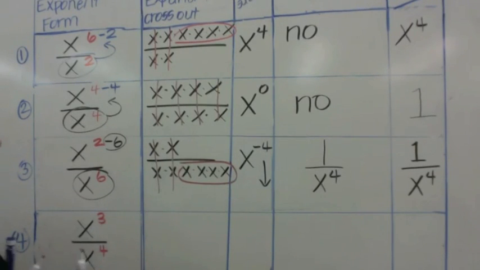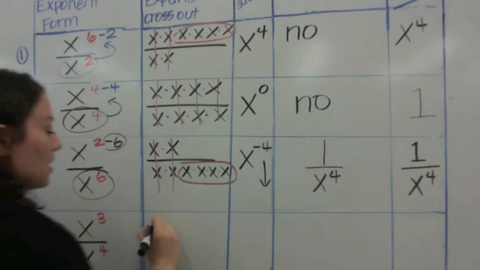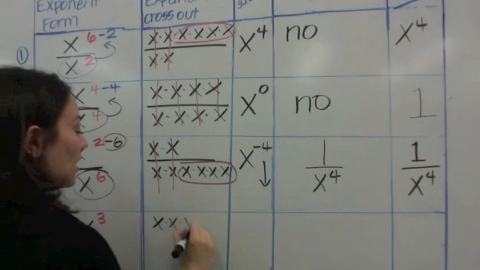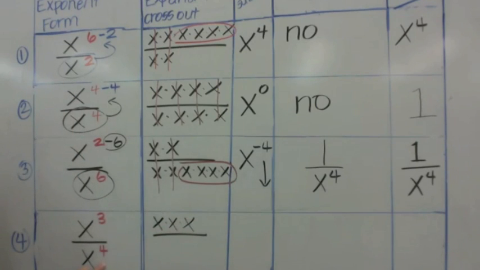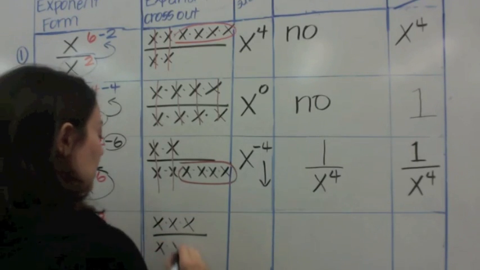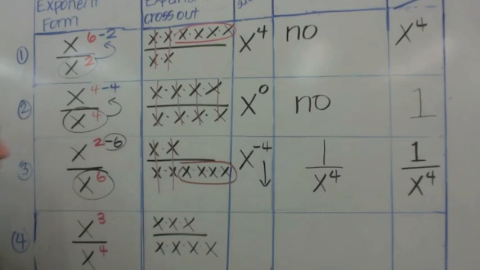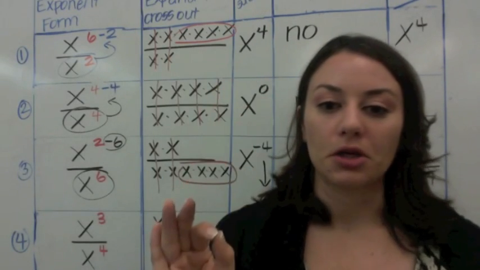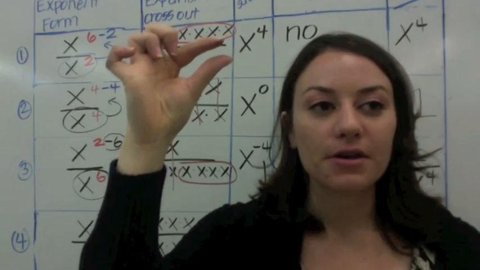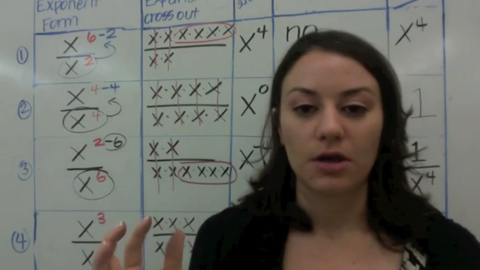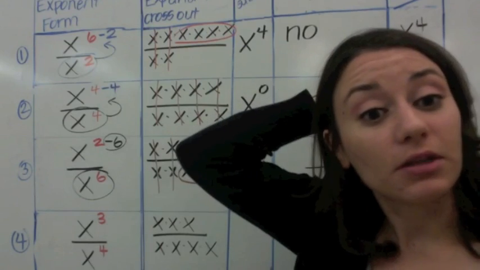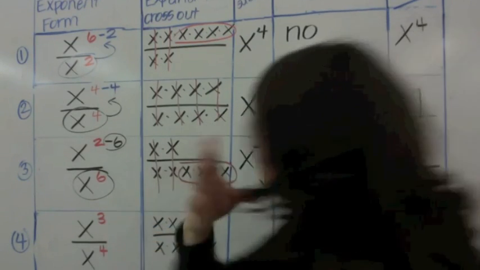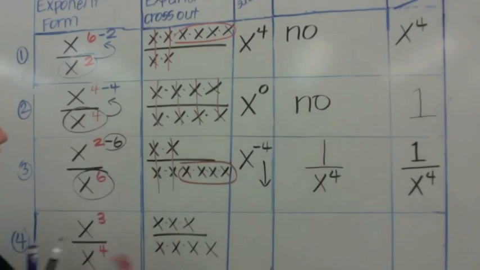Now you have x to the power of 4 at the bottom and x to the power of 3 at the top. So at the top, we're going to put x times x times x. At the bottom, how many x's again? x times x times x times x. Is the top number smaller? If the top number of the fraction is smaller, that means you're going to end up with a negative exponent. So let's go ahead, cross and make 1.